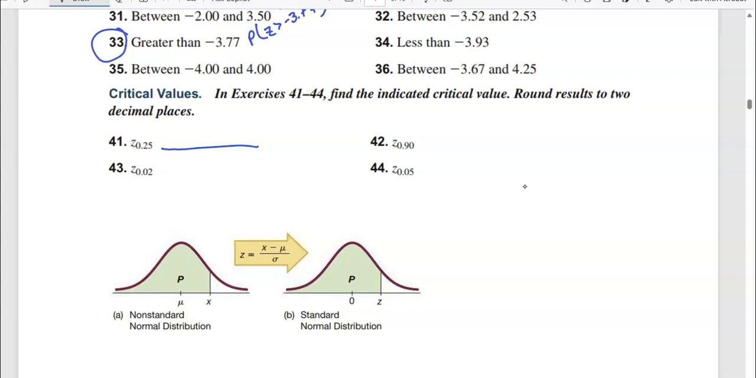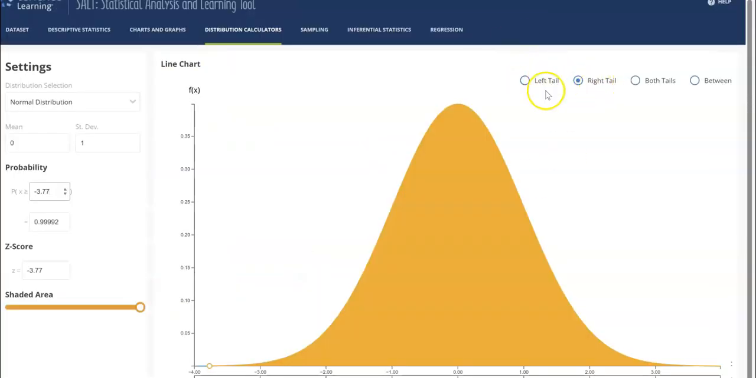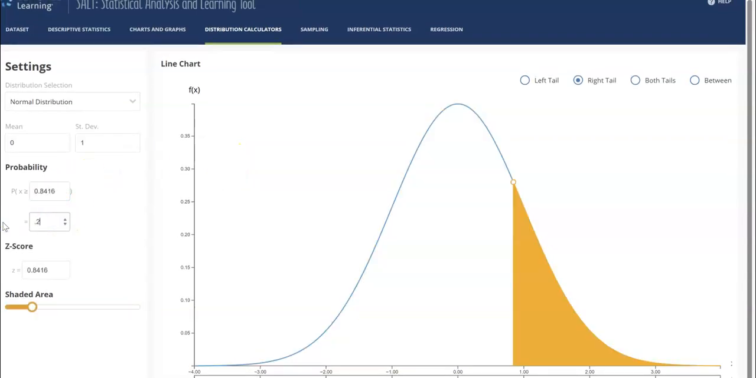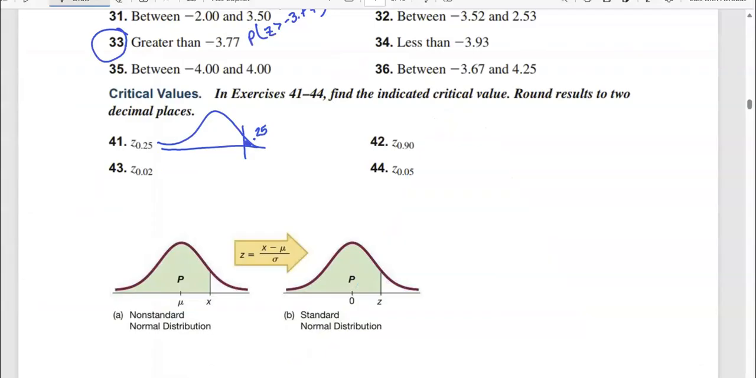So if you remember, critical value is giving you the area in that right tail. So this area is 0.25. Okay, so I'm shading that to the right. So I want that right tail checked. And my area is 0.25. My Z-score, rounded to 2 decimal places, would be 0.67. So that would be the critical value. That's the critical value that separates that top 25% from the rest of that graph, that lower 75%.